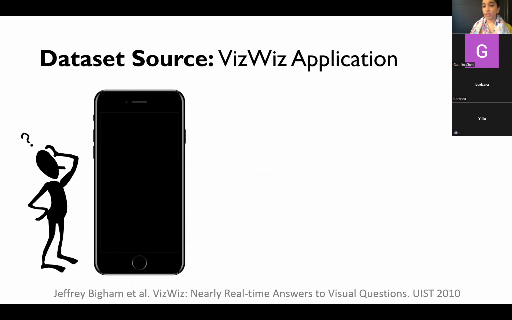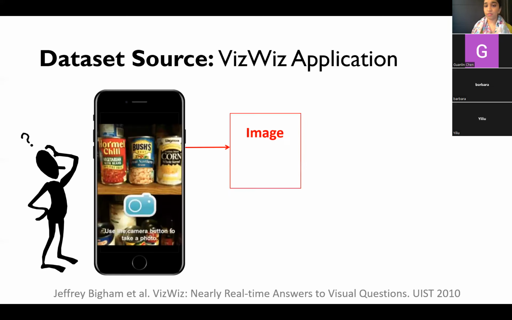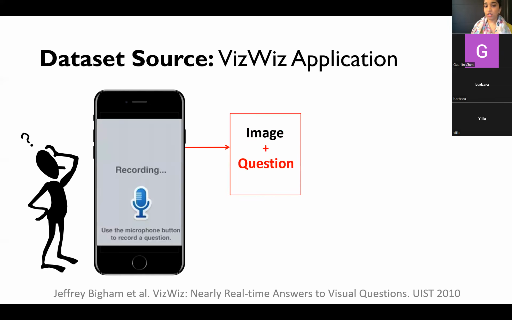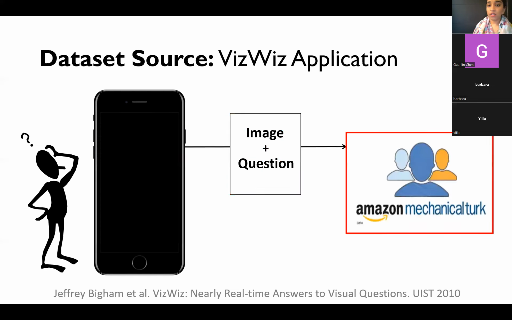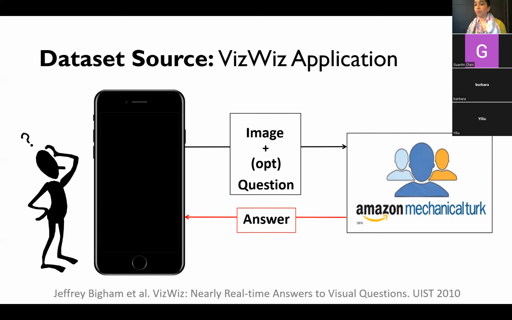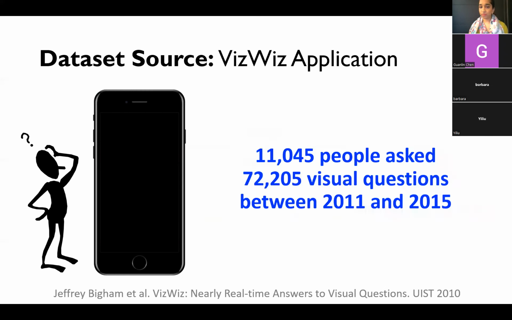And that motivated the VizWiz application about a decade ago, in which a mobile phone application called VizWiz was released to help blind people answer such questions. With this application, a user could double-click on the phone to take an image, then double-click on the phone again if they wanted to record a question about that image, and then have both of these sent to a team of crowd workers, who in turn would provide an answer to the question asked. Over 11,000 people used this application to ask over 70,000 visual questions between 2011 and 2015.